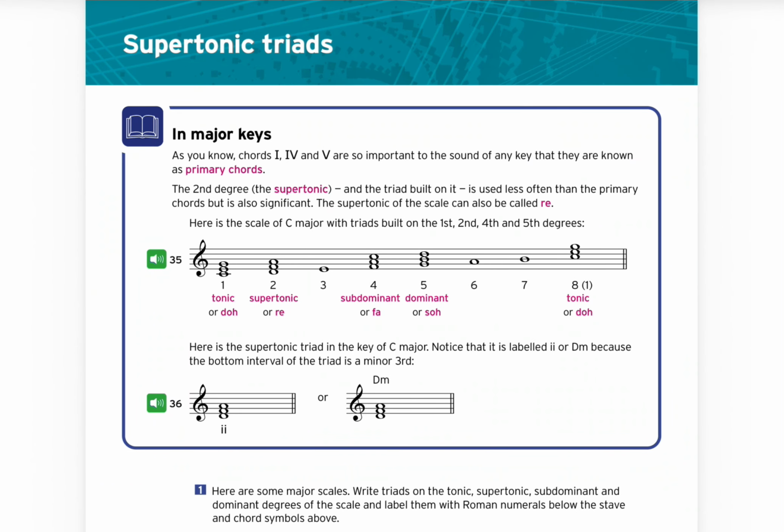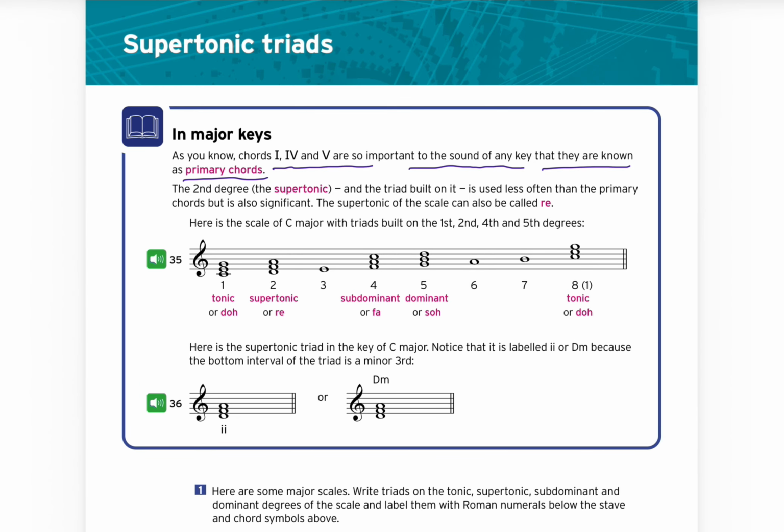So as we already know, triads are made up of three notes, that is the first, third and fifth position. Until now we have learned about the primary chords, which are the first, fourth and fifth. They are important to the sound of any key, which is why they are known as primary chords.